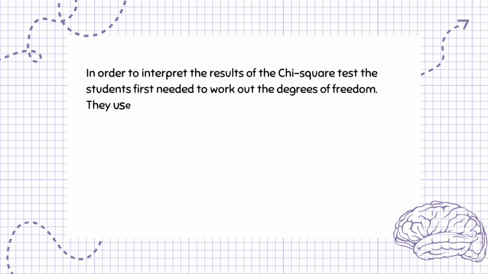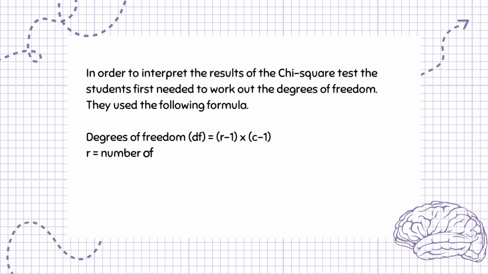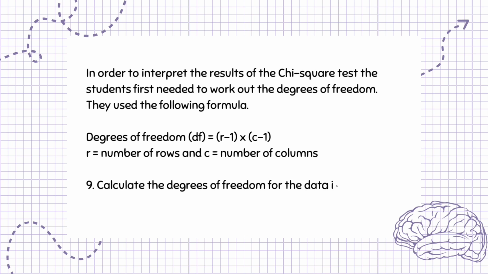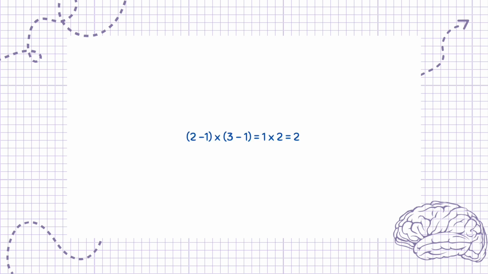Degrees of freedom, df, equals (R minus 1) x (C minus 1). R equals number of rows and C equals number of columns. Question 9. Calculate the degrees of freedom for the data in Table 1. Show your workings. 2 marks. 2 minus 1, multiplied by 3 minus 1, equals 1 multiplied by 2, which is equal to 2.